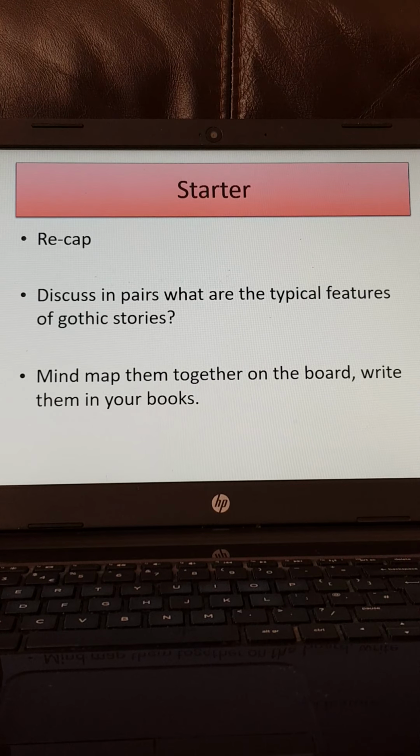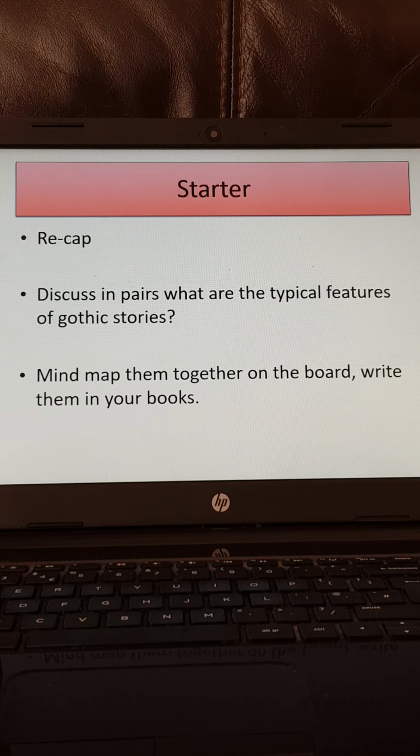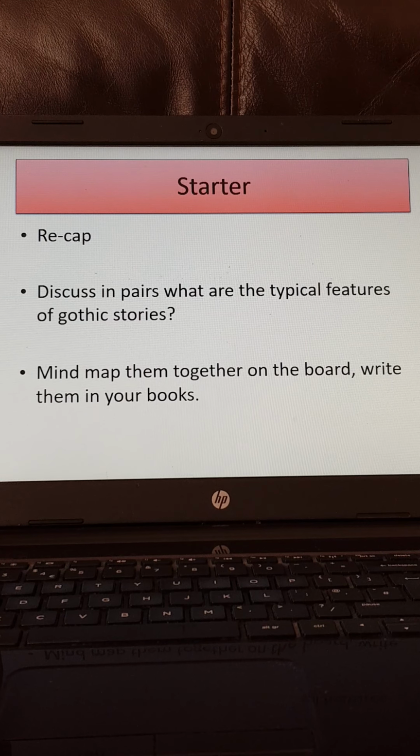So to begin with then, if you've got someone that you can discuss this with, that's great, whether that's a brother or a sister, or whether you want to phone or FaceTime one of your friends, or talk to a parent about the typical features of Gothic stories. What have you learned while we've been doing this unit of work? You can write them down on a board, in your books, on a scrap of paper. Just try and recap on what those features are. So give yourself a good 10 minutes trying to gather all of your thoughts around what the features of Gothic stories are.